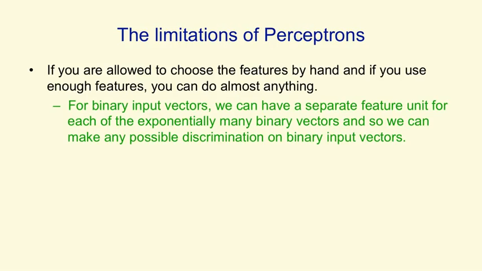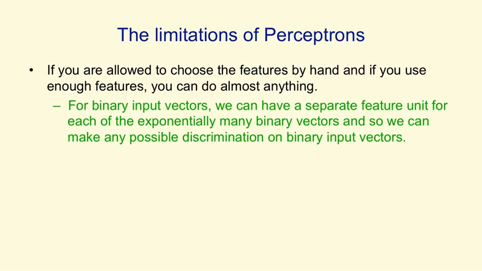Suppose, for example, we have binary input vectors, and we create a separate feature unit that gets activated by exactly one of those binary input vectors. We'll need exponentially many feature units, but now we can make any possible discrimination on binary input vectors. So for binary input vectors, there's no limitation if you're willing to make enough feature units.